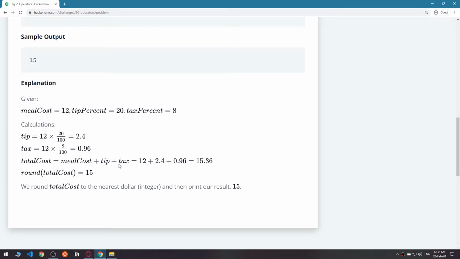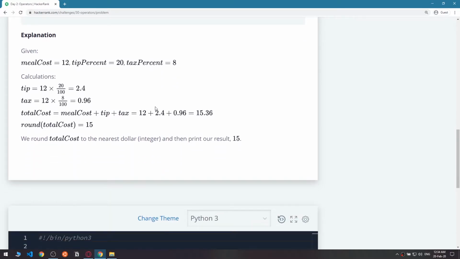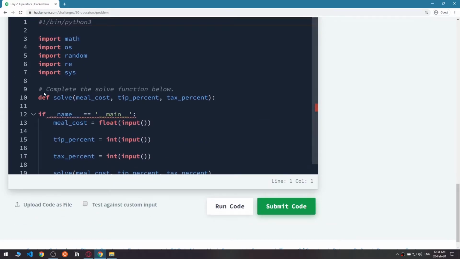The total cost would be 2.4 plus 0.96 plus the 12, so we're talking about $15.36. If we round it, it would be 15. We round total cost to the nearest dollar integer and then print our result. Nice. Okay, so we will solve it over here.